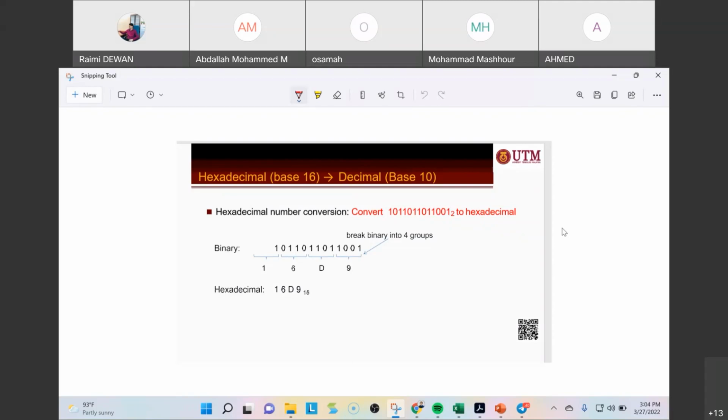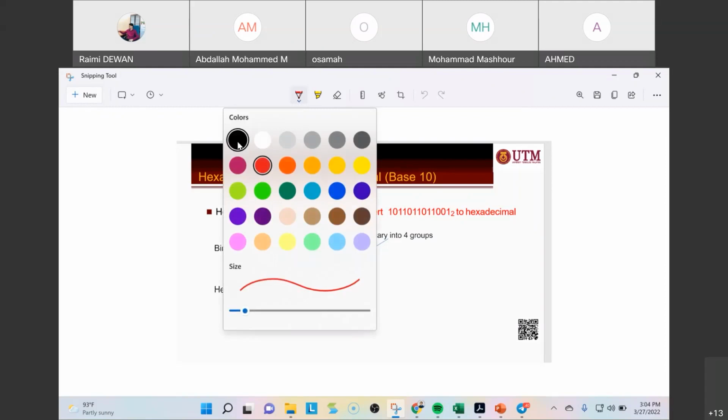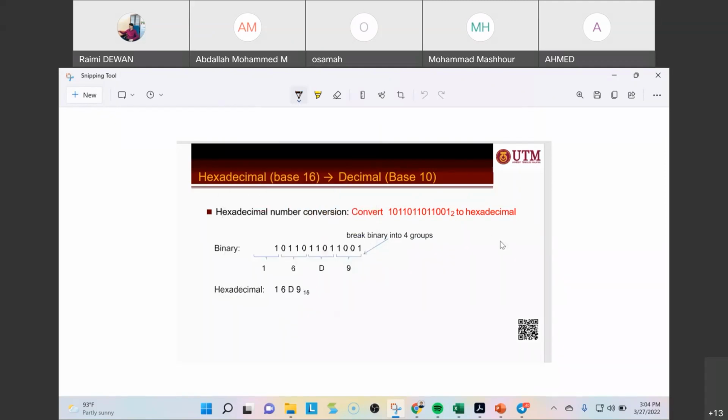Okay, 15 in binary is what number? Anyone can guess? In binary it is 1111. Correct. So 1111 means the largest bit group is 4 bits. We use all 4 bits inside one set. That's why we divide it into 4 first. Do you understand? We divide it into 4 before we convert.